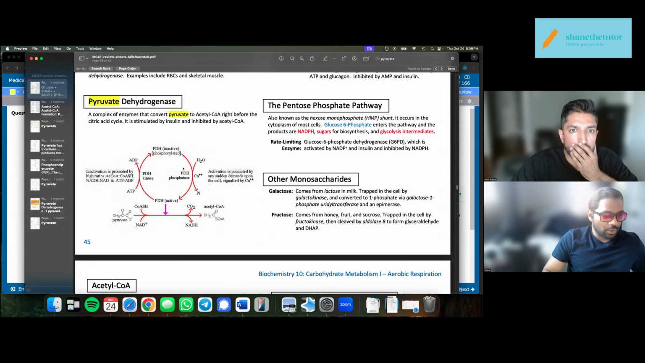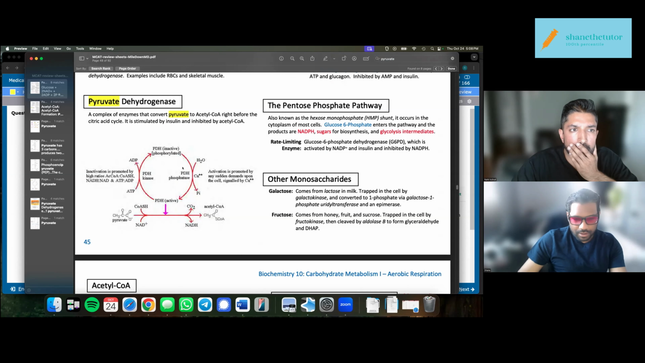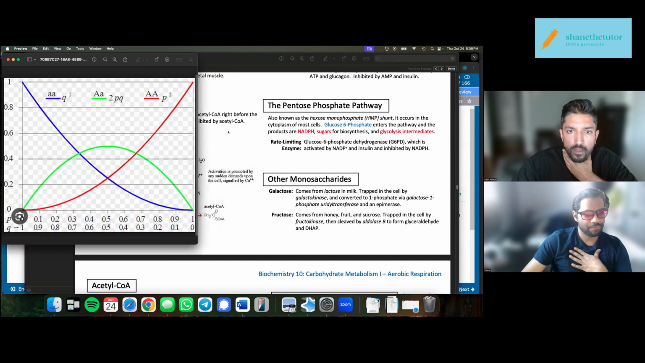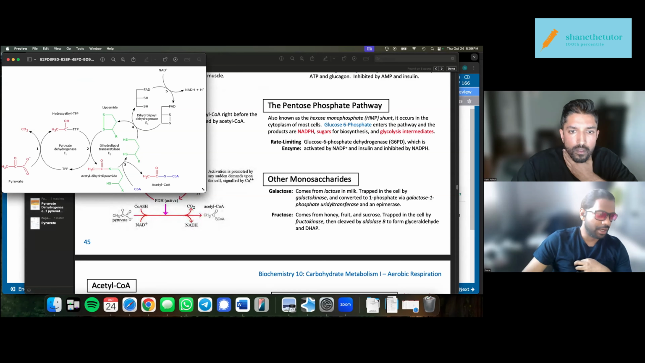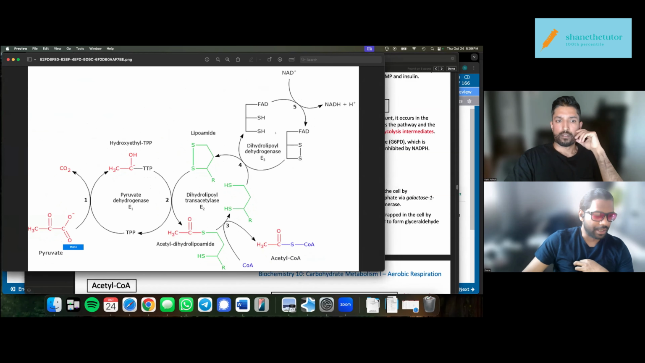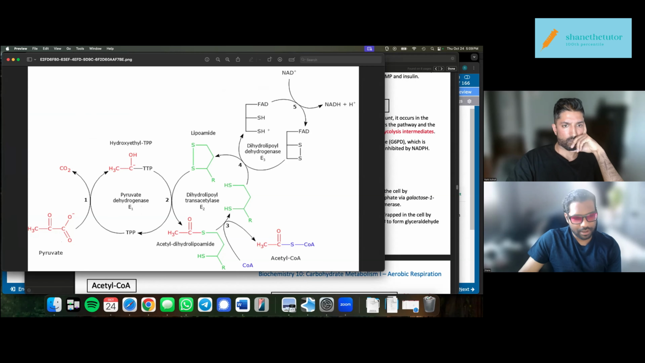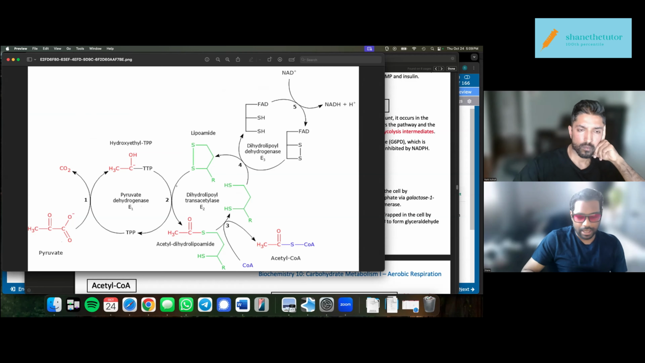Okay, so here we see the pyruvate, the starting product. And this is the first enzyme here, which is pyruvate dehydrogenase. Okay. And what type of enzyme is a dehydrogenase?